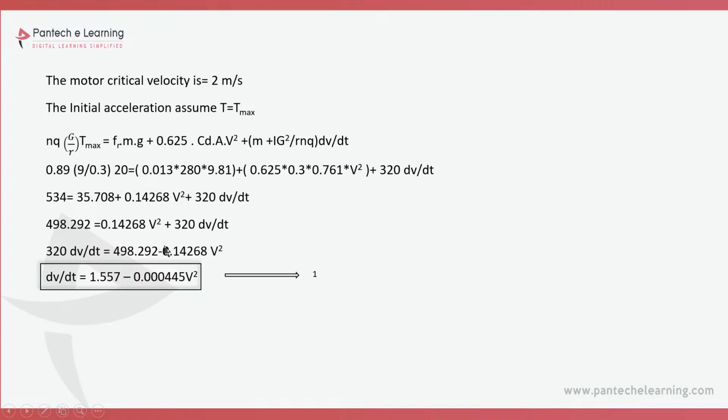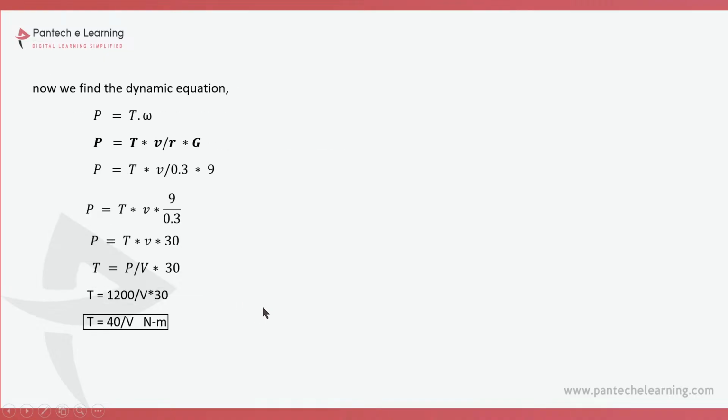Next, 0.02 goes this side. So 498 minus 0.14282 v square, and this side is 320 dv by dt. After that we have to find the dv by dt. So what is multiplied on this side comes to the other side and the value will be divided. You have to divide both values by 320. Divided by 320 gives 1.557, and divided by this value gives 0.005 v square. So this is equation 1.